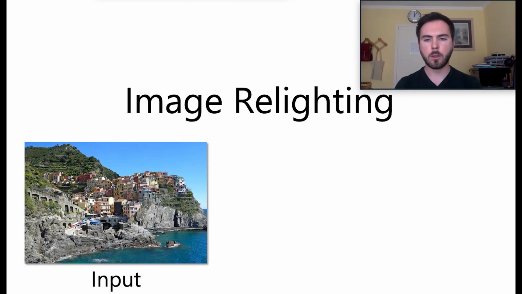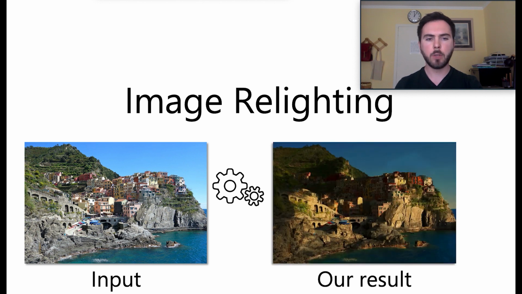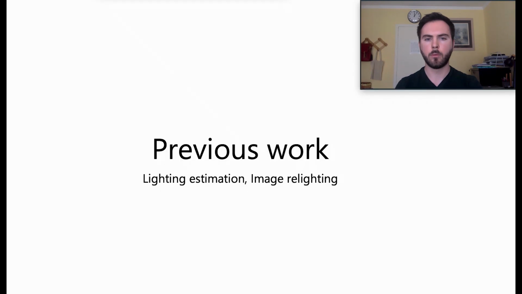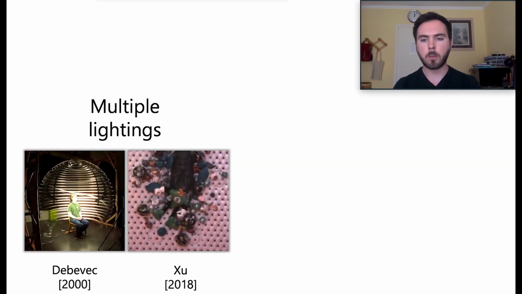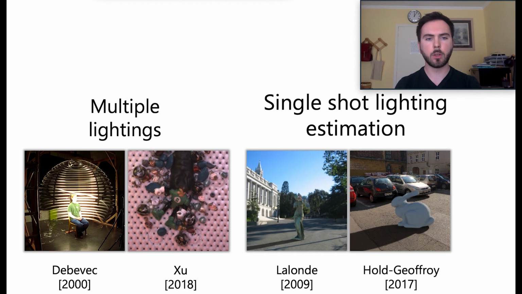So relighting is the process of taking an input picture to get the same picture as if it was taken under different lighting conditions. There's been quite a lot of previous and related work in lighting estimation and image relighting. Some methods capture the same scene under several lighting conditions to build a basis that enables relighting. Some others focus on single-shot lighting estimation, which is convenient to insert new objects in a scene, but they do not edit the lighting of the pictures.